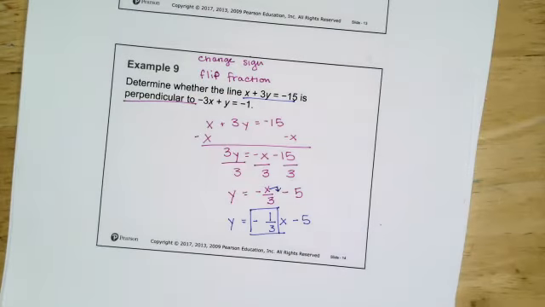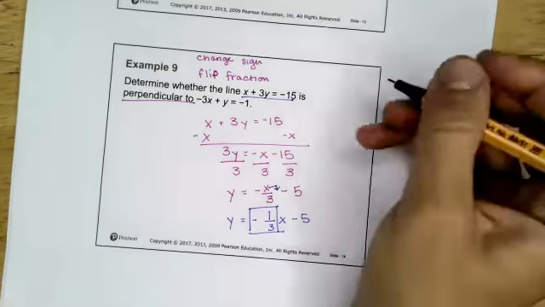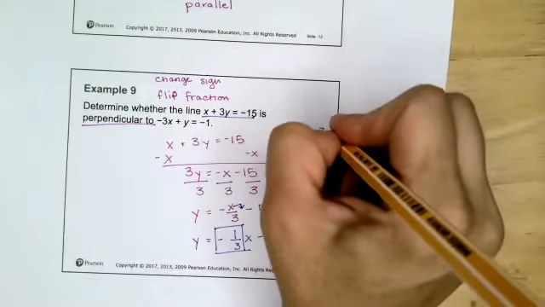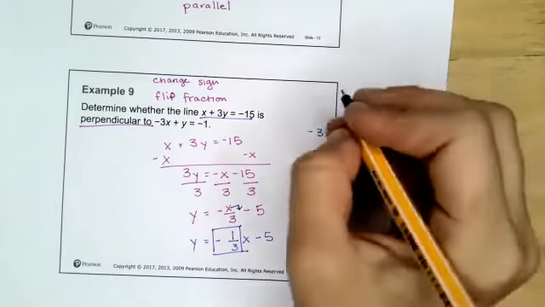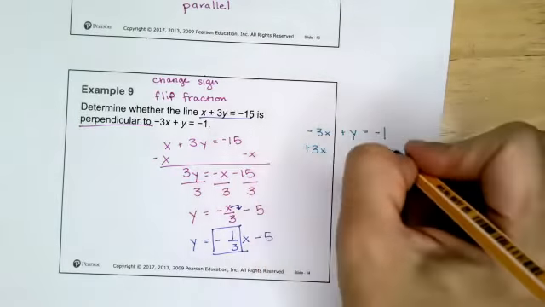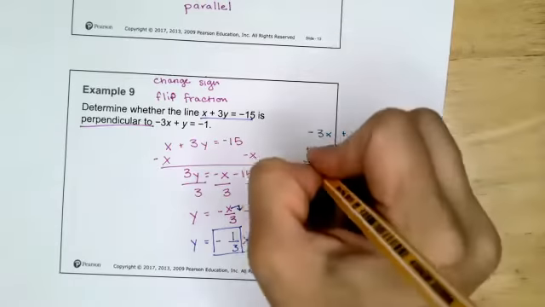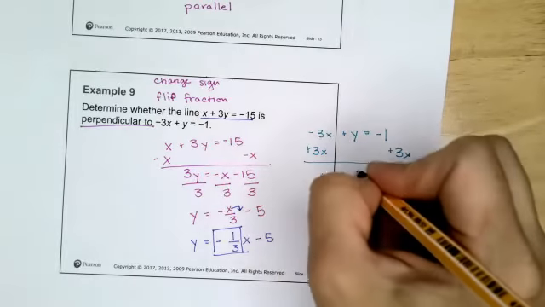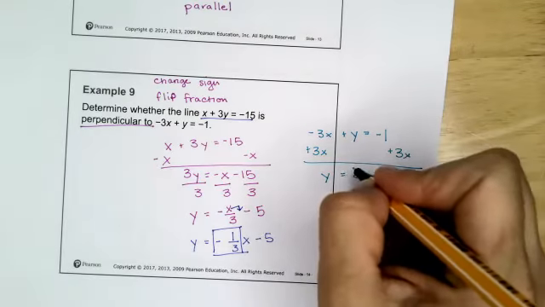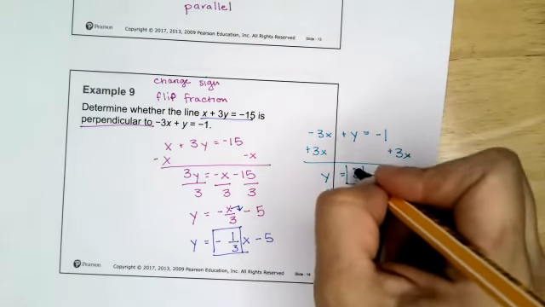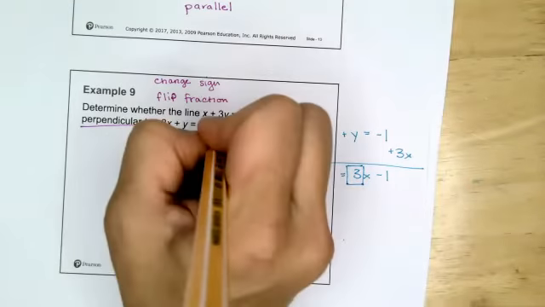And then we can look at the second one, which is -3x plus y equals -1. Add 3x to both sides. y equals 3x minus 1. Done. Y is alone. You're done. Now my slope is positive 3 for this line.